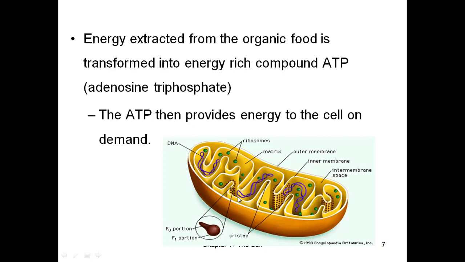The ATP then provides energy to the cell on demand. DNA, ribosomes, mitochondrial matrix, outer membrane, inner membrane, intermembrane space, Christi, and F1 particles, also called the stock particles.